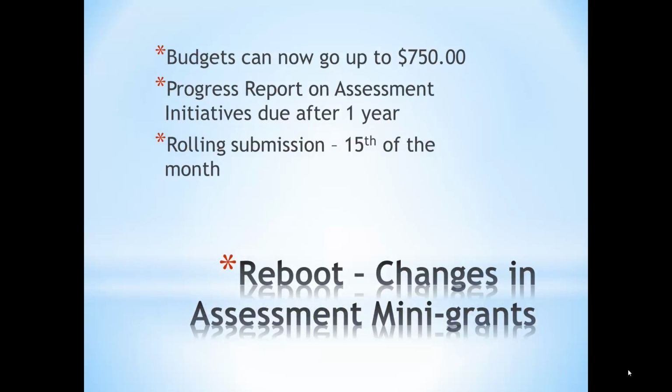First, some of the changes that have gone on. Budgets for mini grants can now be up to $750. We have a new kind of progress report on the assessment initiatives that are due after 1 year. This is 1 year from the time that you receive the funds, not 1 year from the time that you request the funds. There's also a rolling submission deadline now, the 15th of each month.